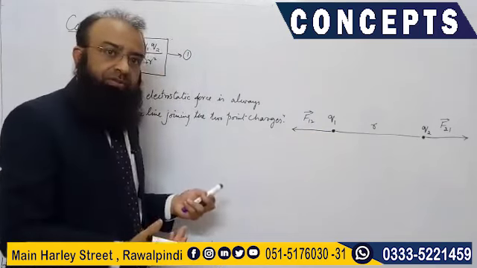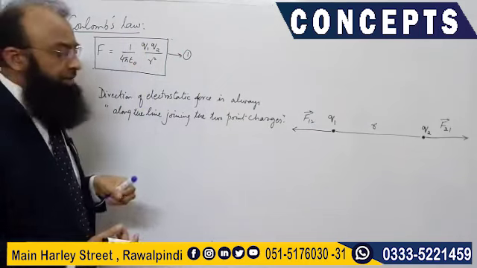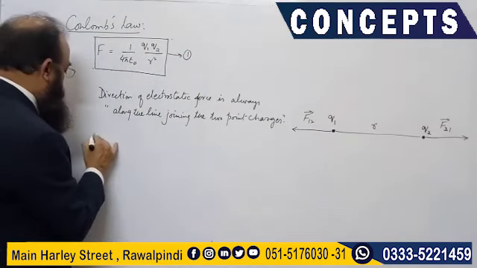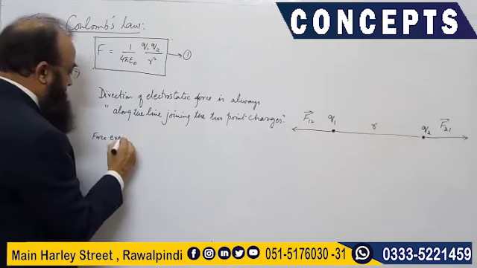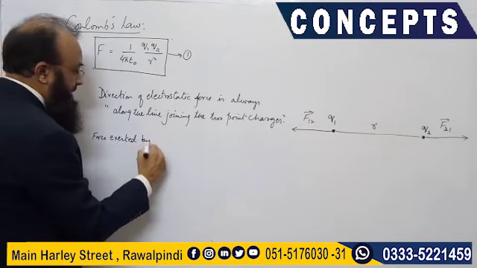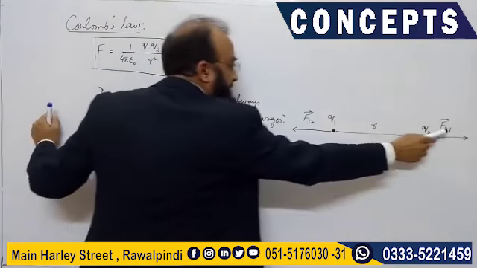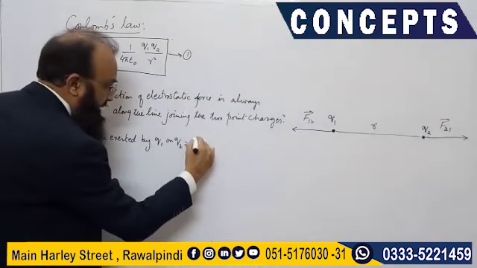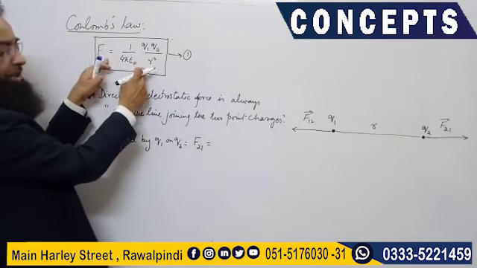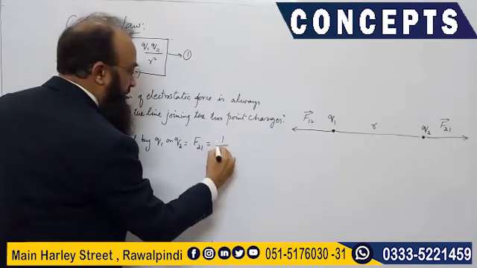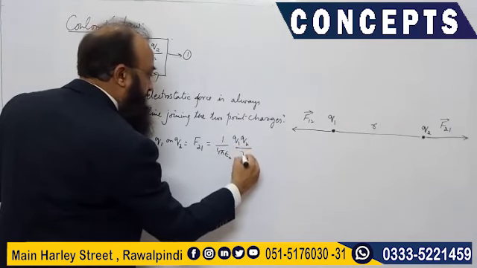How much is this force? We have just found a result for that. This is the magnitude of that force. Now, if I write the force exerted by Q1 on Q2, we have represented this by F21, so I write the magnitude of this F21, and the magnitude of this force is equal to 1 over 4 pi epsilon naught Q1 Q2 over R square.